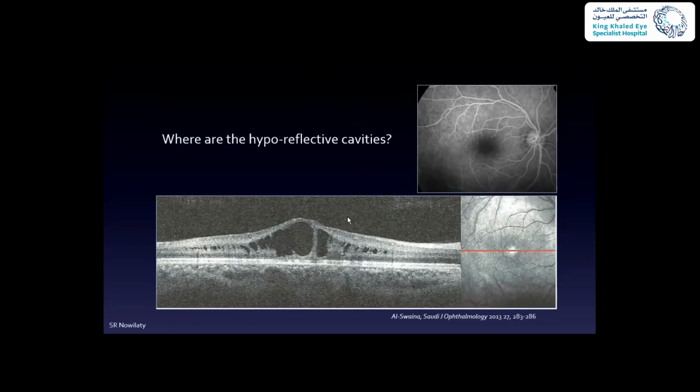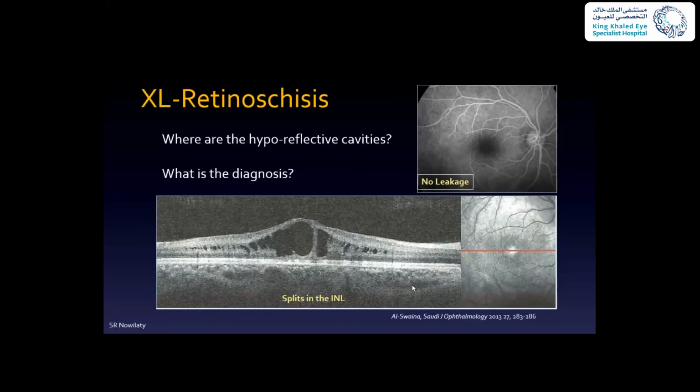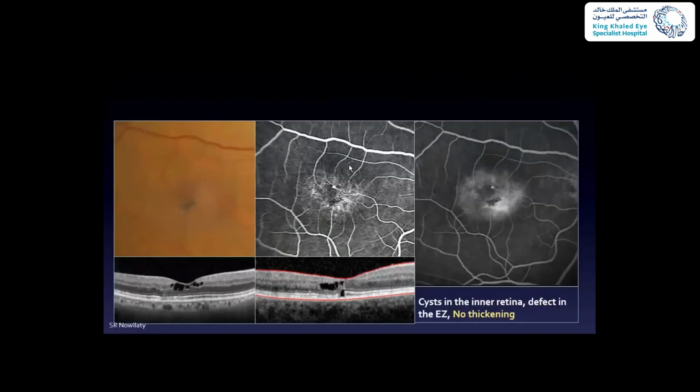And this is actually a retinoschisis. This is a juvenile retinoschisis where you have splits in the inner nuclear layer. And on the fluorescein, you have absolutely no leakage. It just stains a little bit. And the diagnosis is an X-linked schisis. But actually, every time that you have a schisis, this is what a schisis looks like.